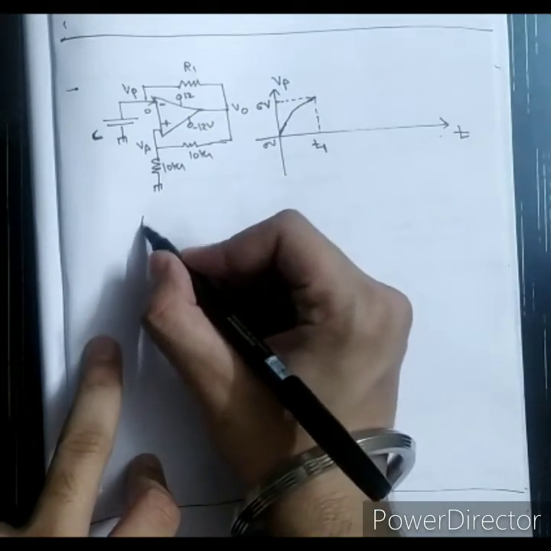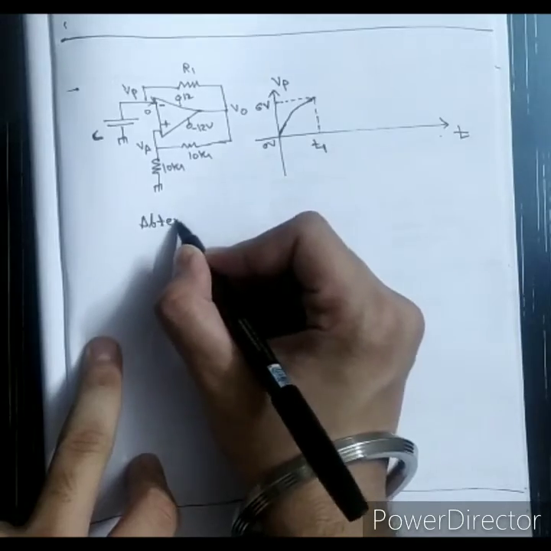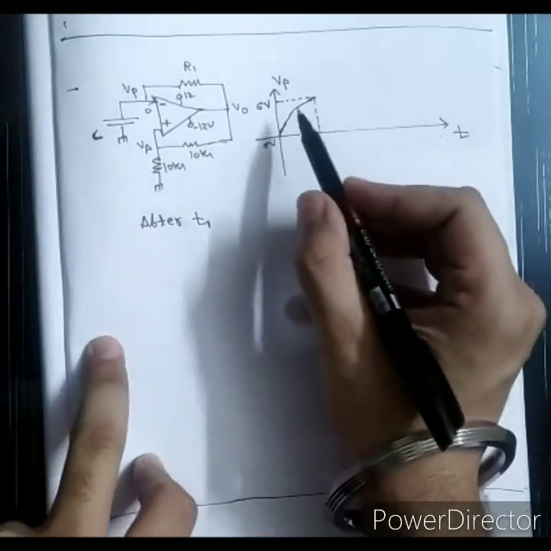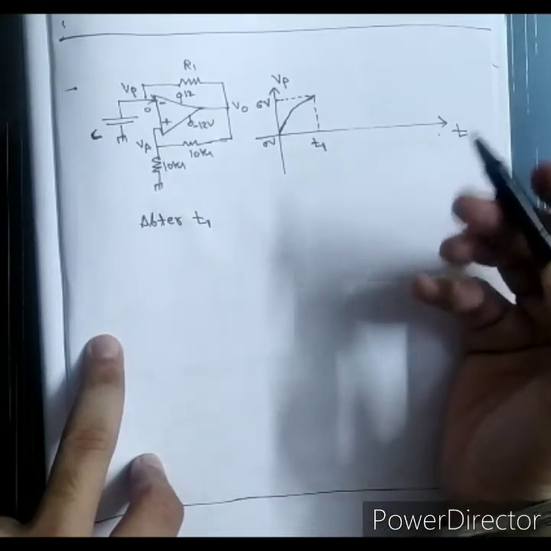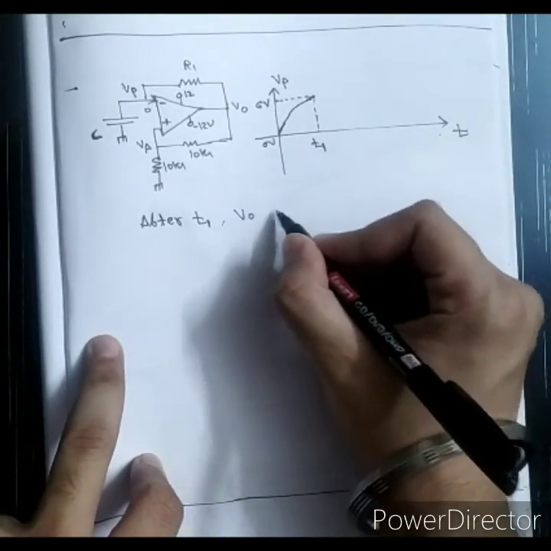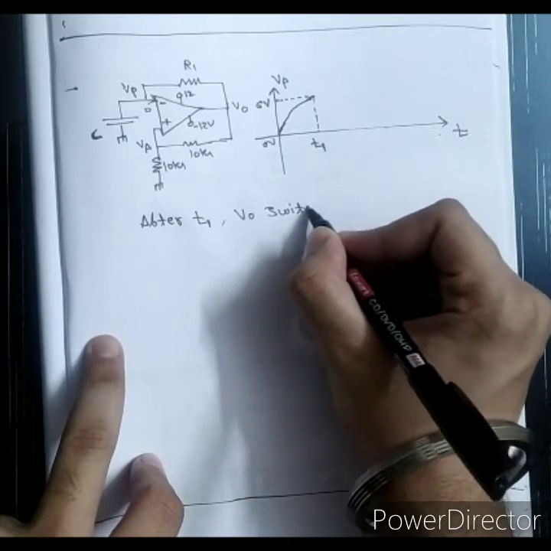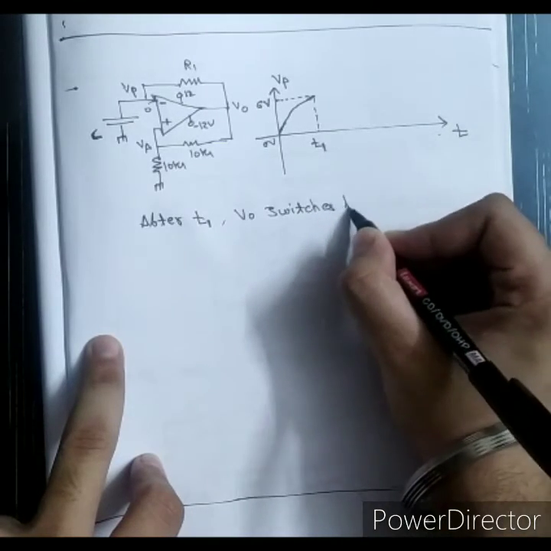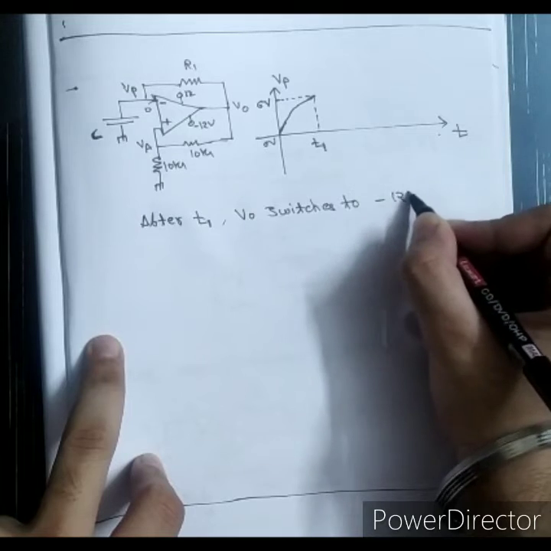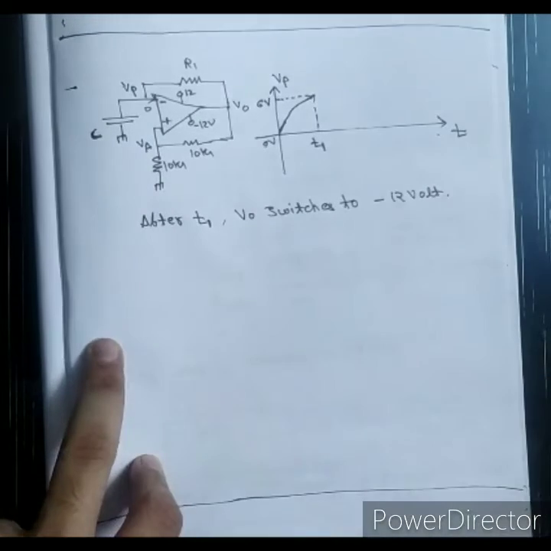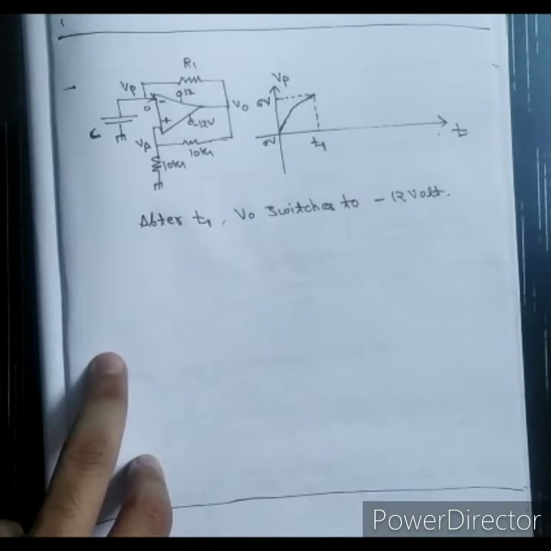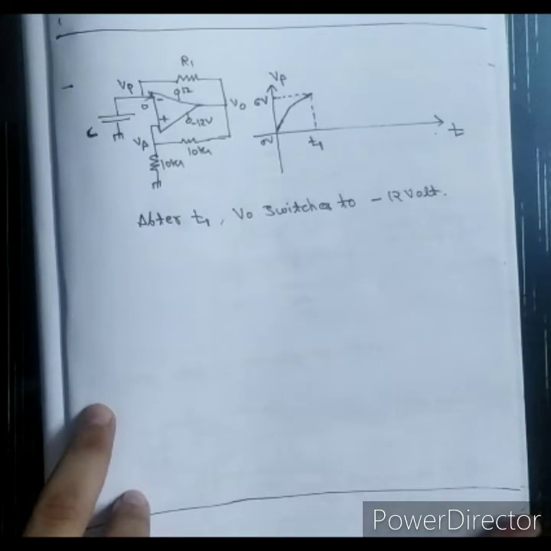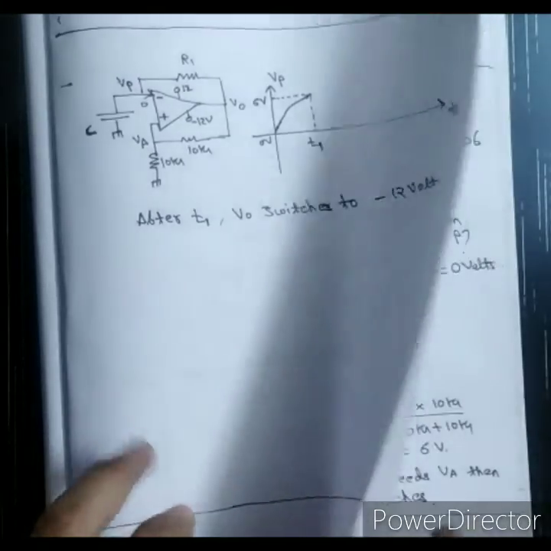So after T1, VP exceeds 6 volts, so the output switches. So VO switches to minus 12 volt. Now VO switches to minus 12 volt. So how does the diagram become? Let's see the question and then let's analyze.